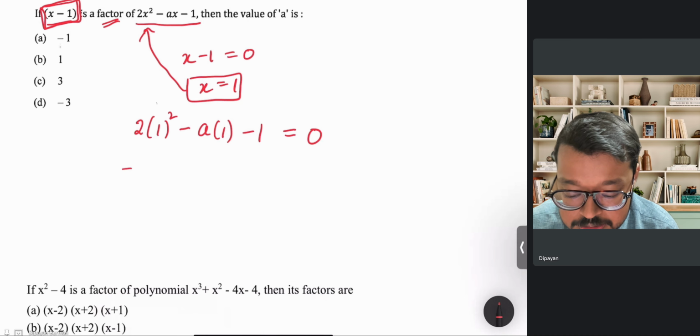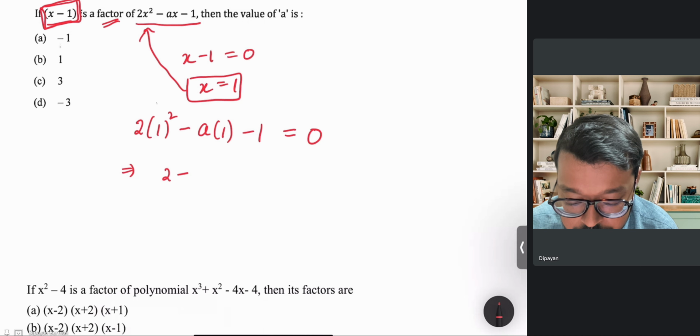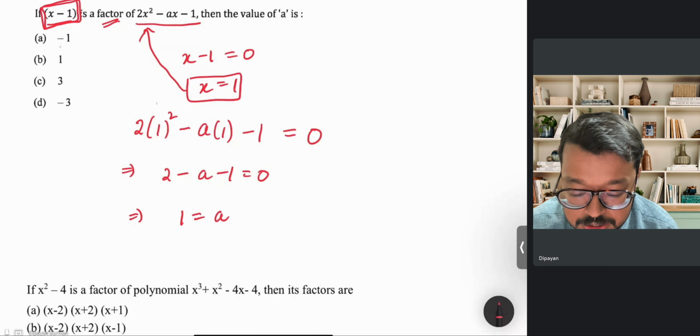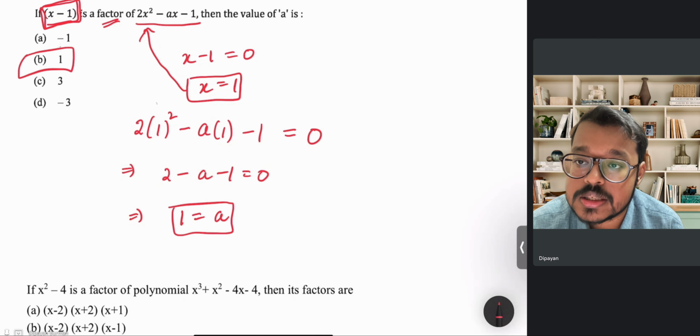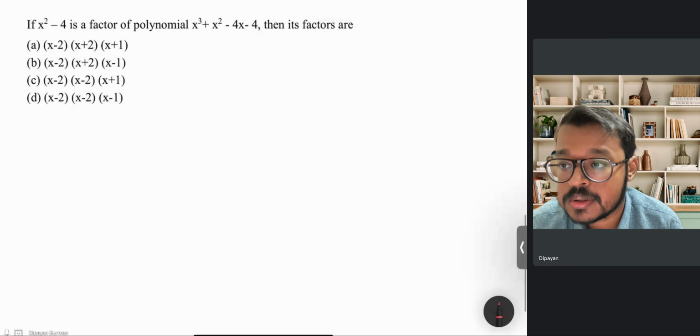Now we just solve this as a linear equation and we'll get the value of a. So this is 2 minus a minus 1 equal to 0. So that means we have 2 minus 1 is 1, minus a on the other side is a. So a equals 1. So option B, a equals 1 is correct. Moving ahead to the next question.